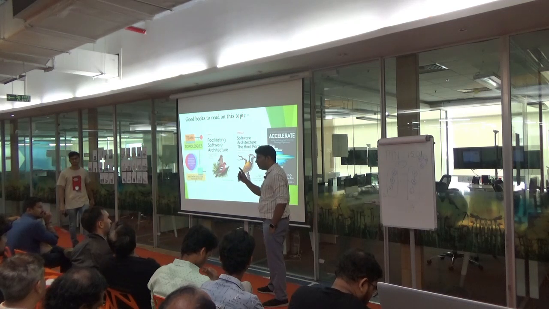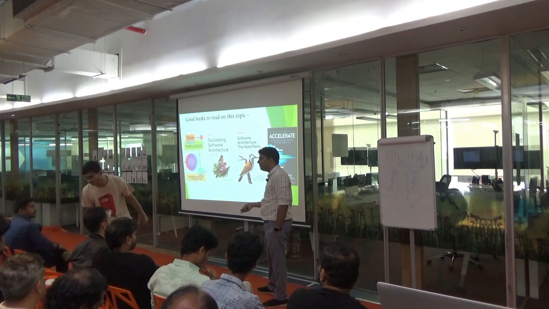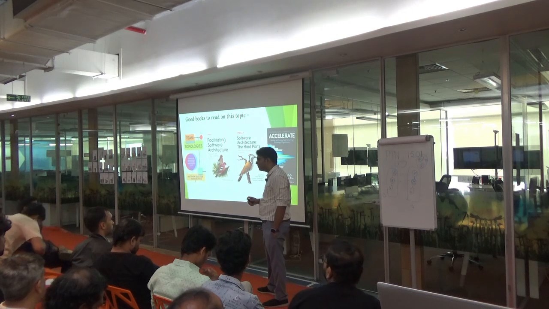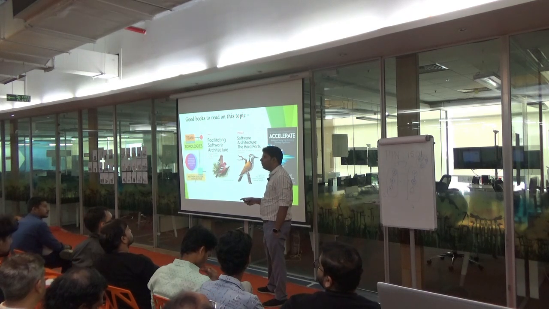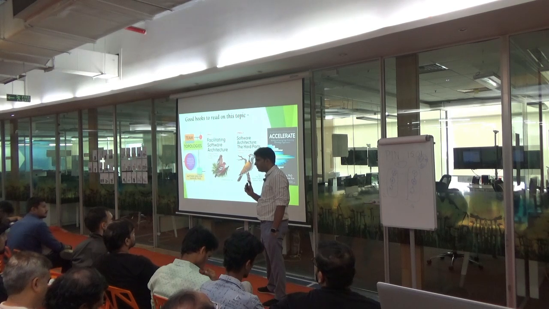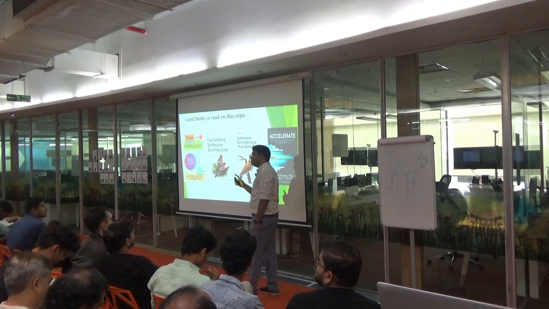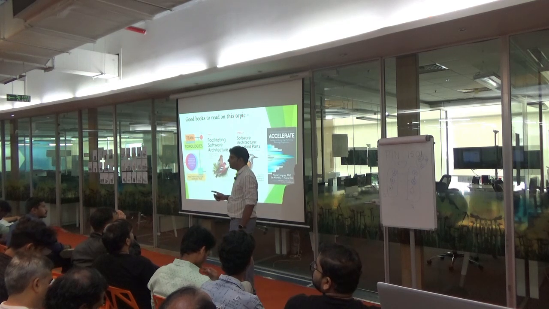So Martin Fowler, you have heard of him, right? Martin Fowler's boss at Thoughtworks was a lady who wrote a book called Building Evolutionary Architectures. There is a concept there called MVA, Minimal Viable Architecture.